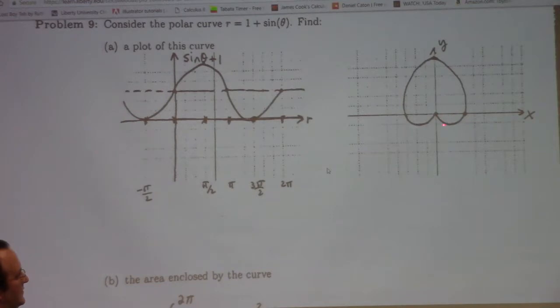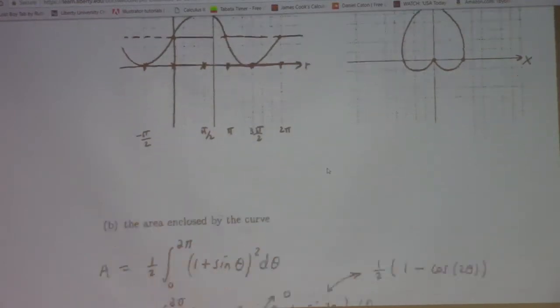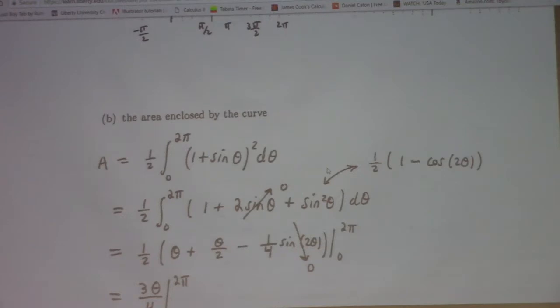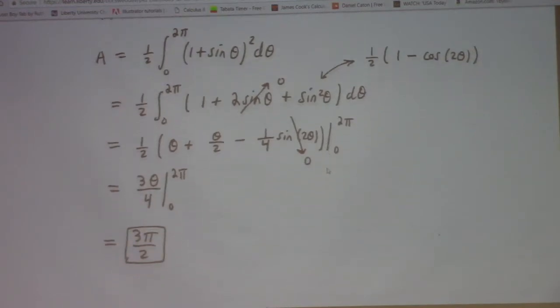So that's what that looks like. We chase through it, and I won't belabor it. The integral has to go from 0 to 2 pi. Some of you thought 0 to pi because your picture tricked you, but it is in fact 0 to 2 pi. And that works out to 3 pi over 2.